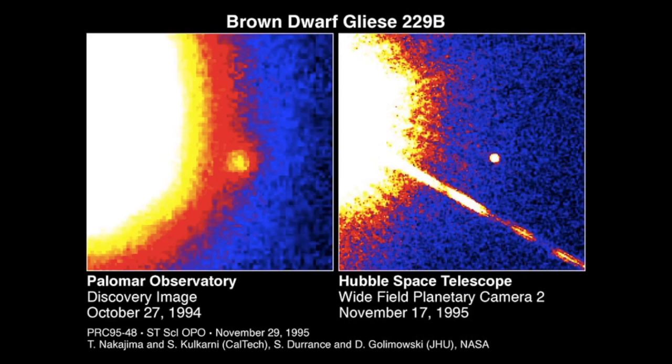Here is an image from 1995. On the left, from the Palomar Observatory, is Gliese 229b, which is a brown dwarf orbiting a star. It's a stellar companion, and it's emitting its own light. It's hotter than Jupiter, right? So it's a brown dwarf, but it's not really a star. It doesn't do fusion. The Hubble telescope took a wide field view of it with the Wide Field Planetary Camera 2, or WFPC2, and observed this very close by brown dwarf.